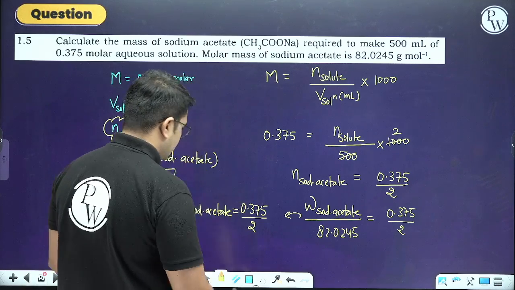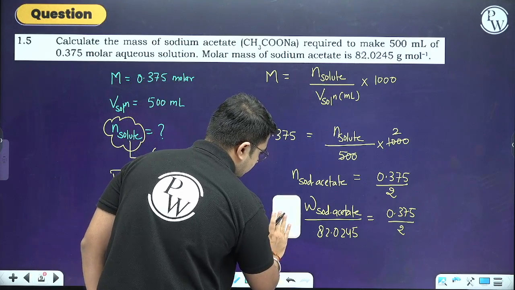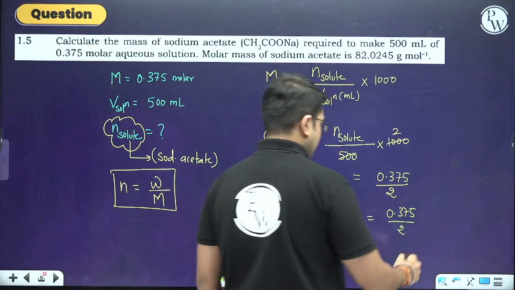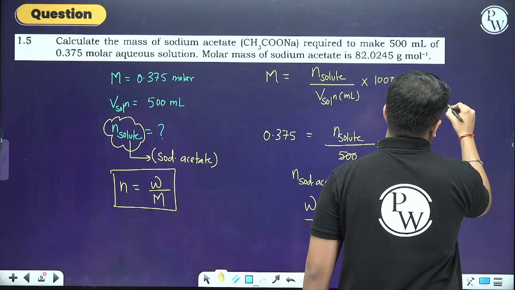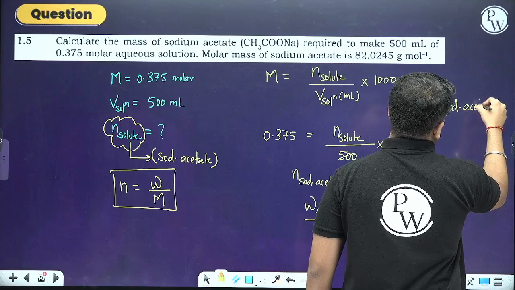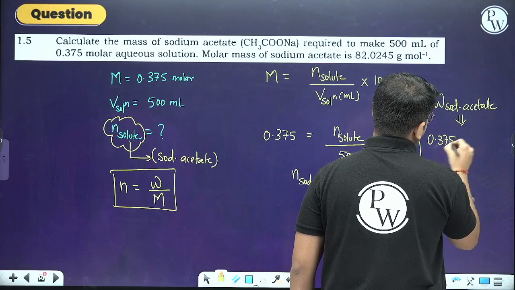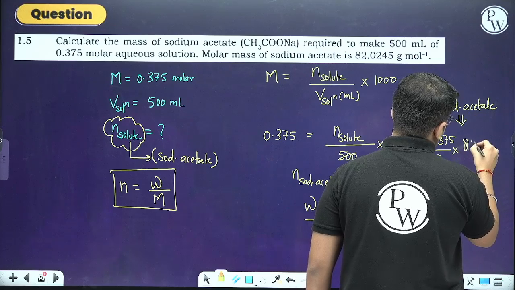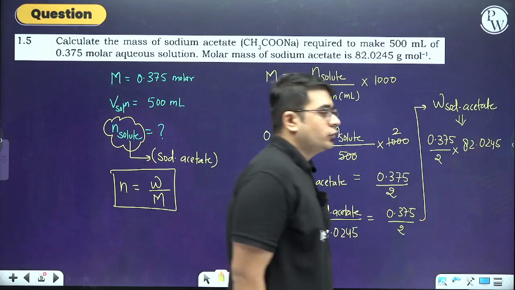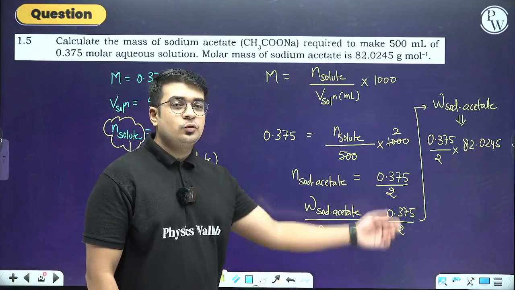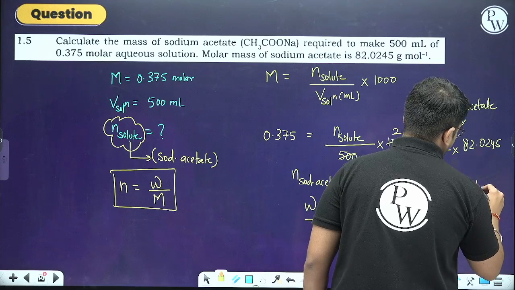I am writing it on another side because it's too crowded. So W of sodium acetate will be equal to 0.375 divided by 2 multiplied by 82.0245. What you have to do is just solve this entire part and let me know the final answer in the comment box. That will be your homework.